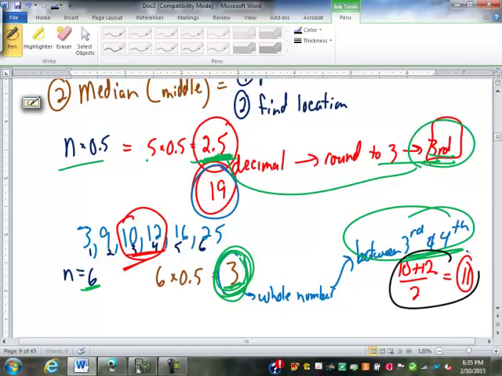Why did I divide by 2? Because I'm trying to find the value between 10 and 12. Now we know we can look at that and say 11 is between 10 and 12. But if you don't, you can add them together and divide by 2, average those two numbers together, basically is what I'm doing there.